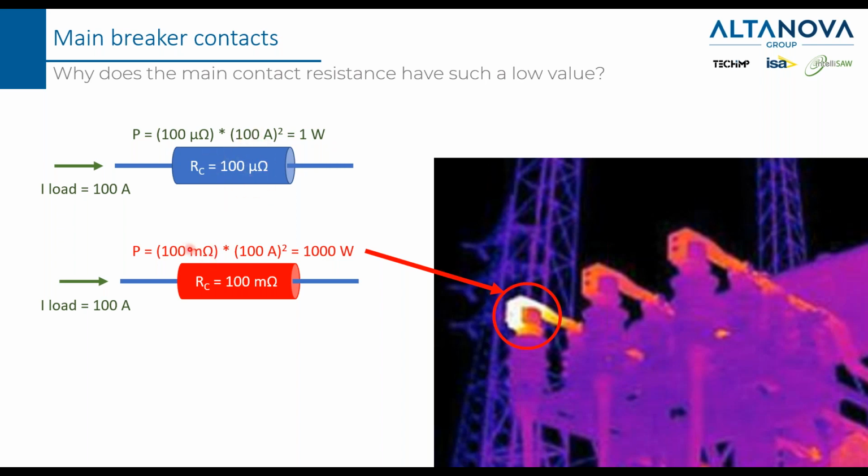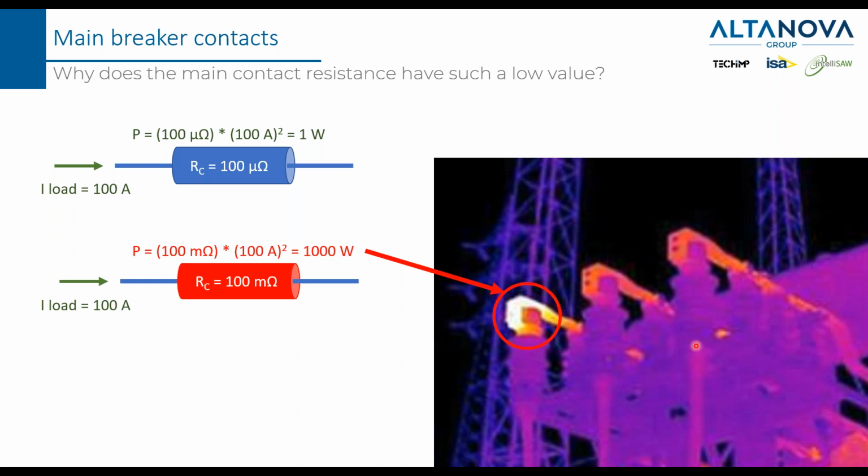But let's change the order of magnitude. So we switch from microohms to milliohms, and we see that we are going from 1 watt to 1000 watts. And we know that the hair dryer or the oven that we have in our houses has a power like this, and we know how much heat they can produce. So it's very important to keep the resistance under control to avoid situations like this.